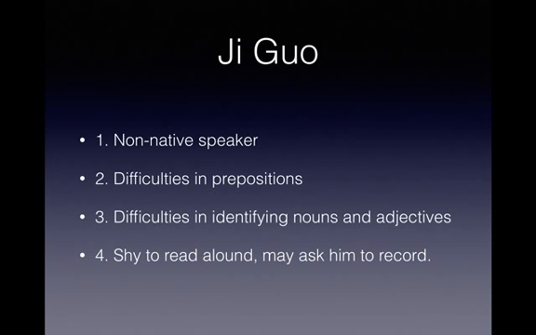And the difficulties in identifying nouns and adjectives. As a Chinese student, I learned something about how to identify nouns and adjectives. Like if the word ends with "tive", it can be an adjective, and it also can be a noun. So if I see some students have a problem with nouns and adjectives, I can tell them some rules about how to identify nouns and adjectives.